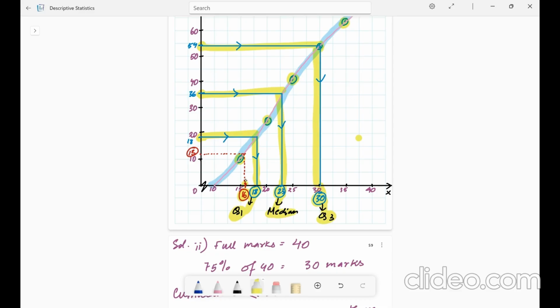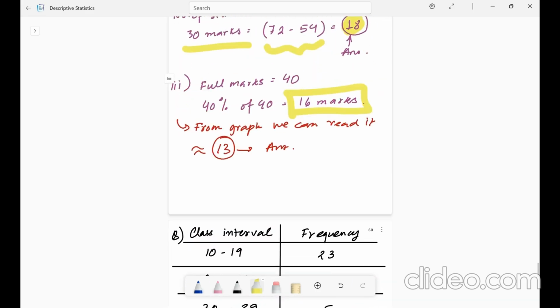And we will plot it like this. Meet the ogive curve and then make a horizontal line. And it comes to be 13. So from the graph we can read that 13 is the answer.